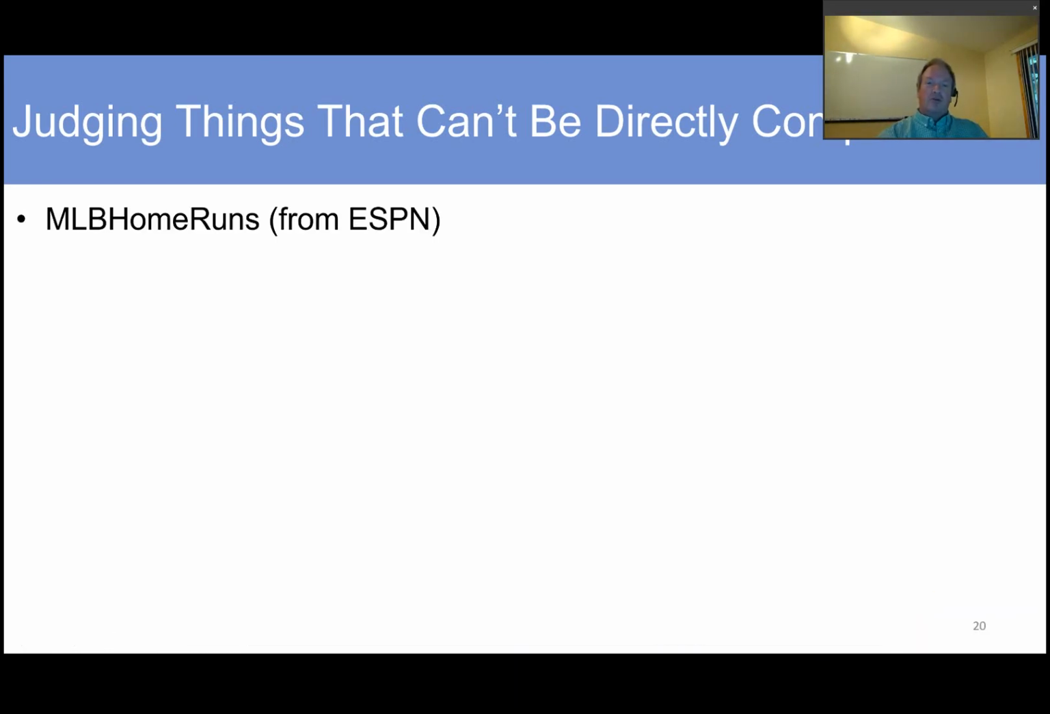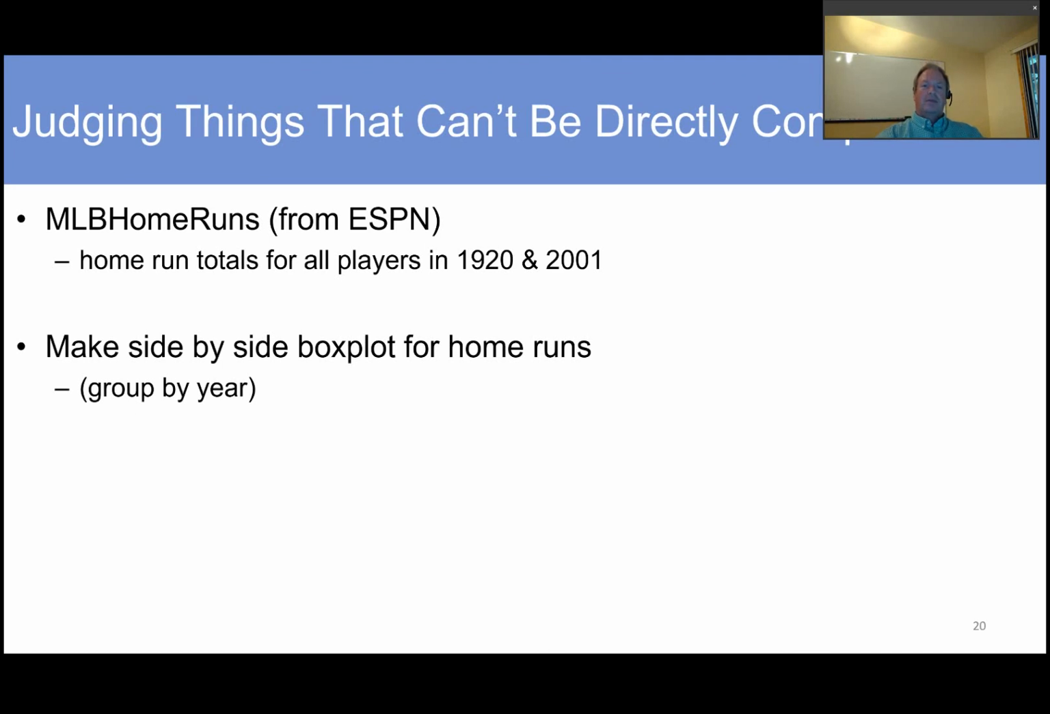So what I'm going to do is collect data on the number of home runs each player hit in 1920 and in 2001. You can get that data from ESPN. It's easy to get, and it's valid. We go ahead, we check it out, but there's nothing wrong with it. I'm going to plot the distribution of home runs from each year, and to compare them, I'm going to make a side-by-side box plot.